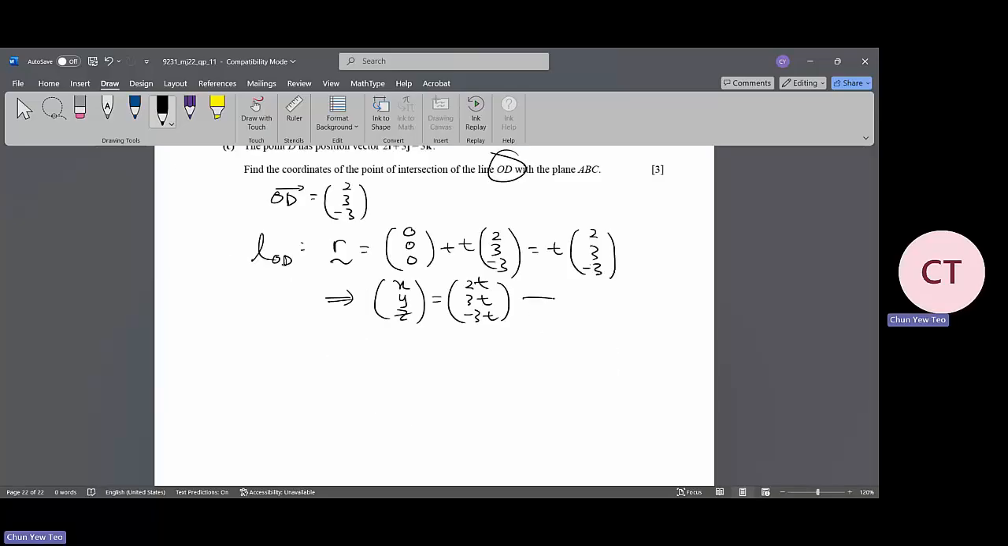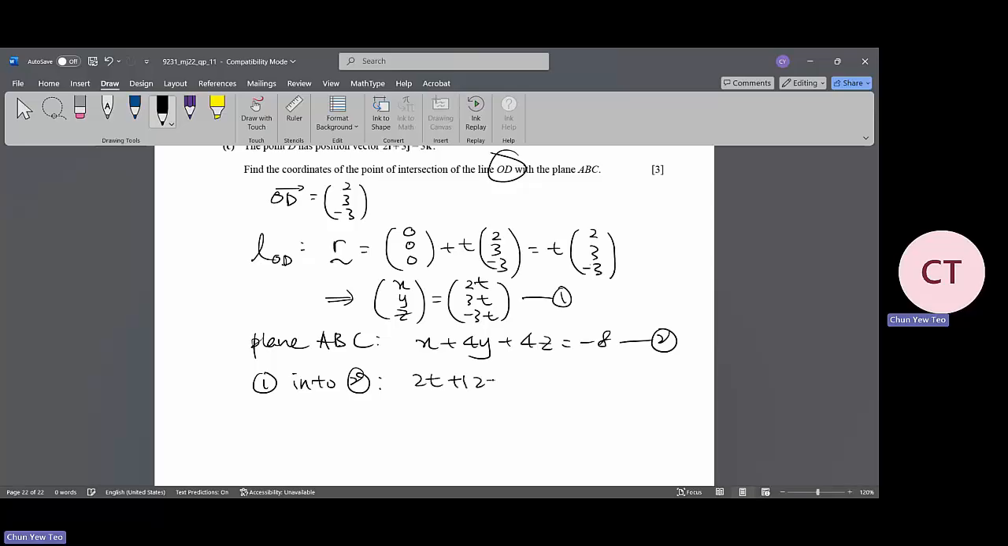I call this equation 1. My equation of plane ABC just now was x plus 4y plus 4z equal to -8. I call this equation 2. Substitute the variable from equation 1 into equation 2. So you get 2t plus 12t minus 12t is equal to -8. Then you get that t is -4.